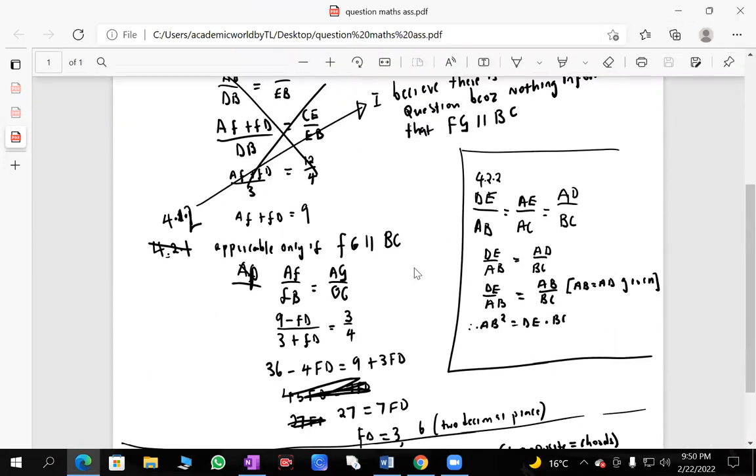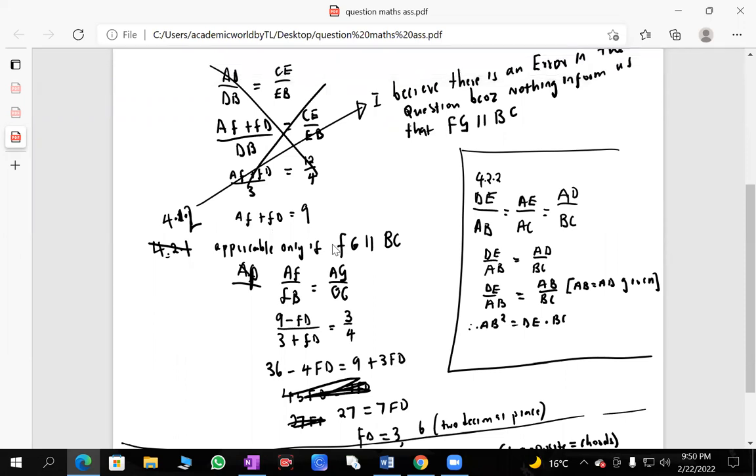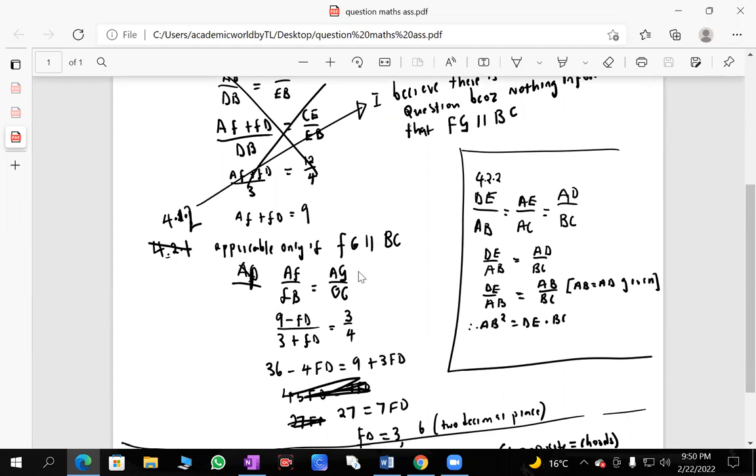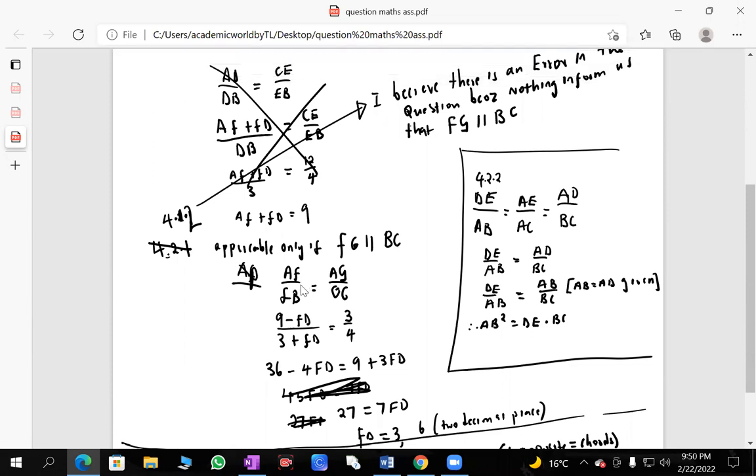Applicable only if FG is parallel to BC. This thing that I'm going to do is only used if FG is parallel to BC. I don't know if you get what I'm trying to say. I'm saying it from the question paper itself: apply this theorem, so it's only applicable if the lines are parallel. It was just a reminder. What I'm doing here is applicable if the lines are parallel.